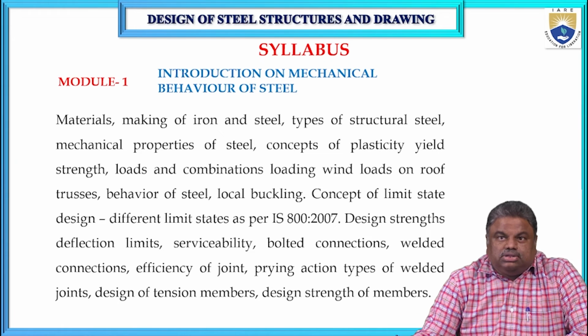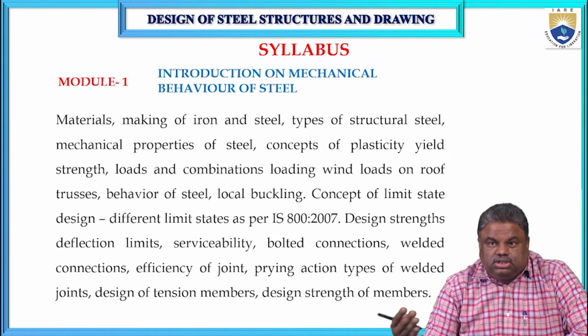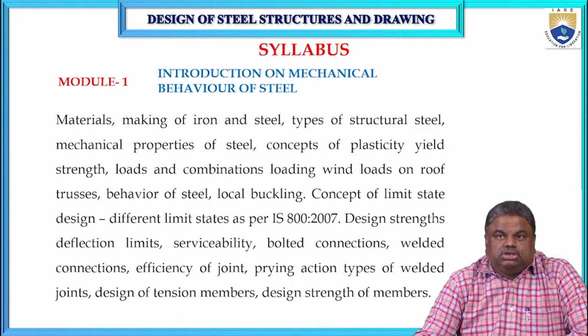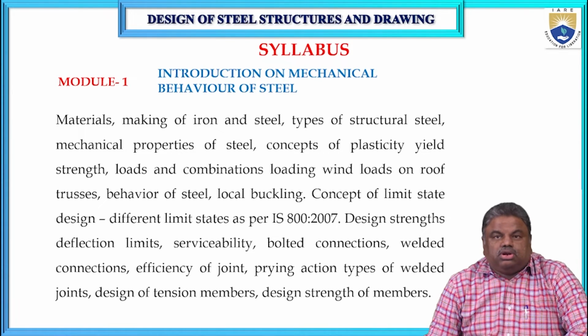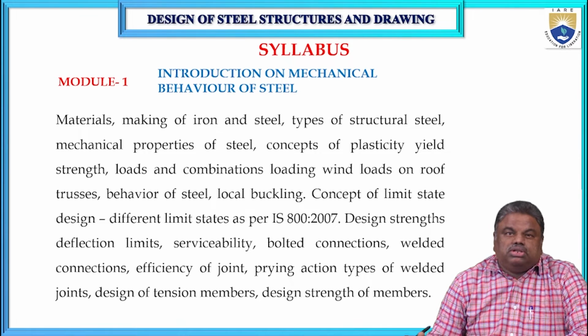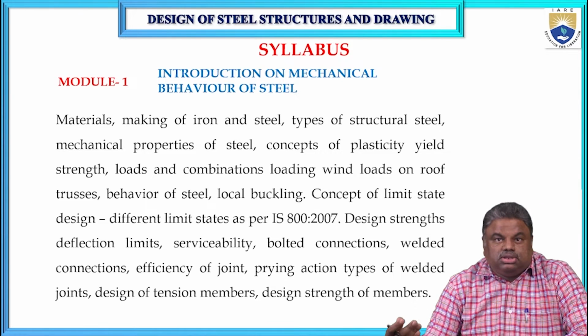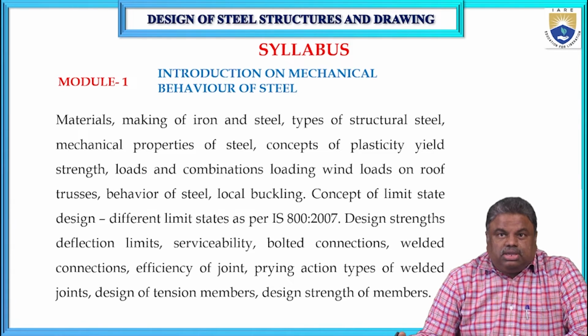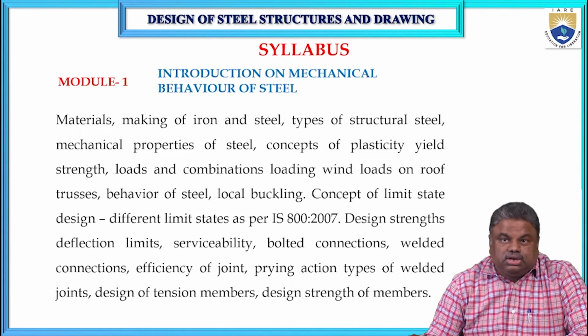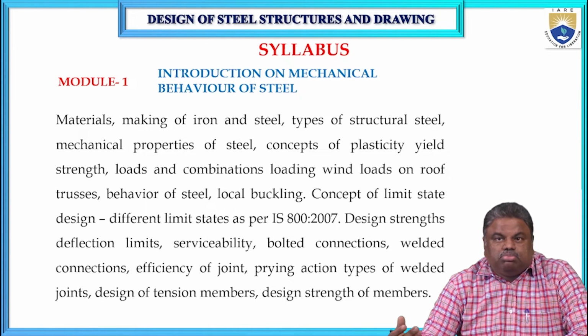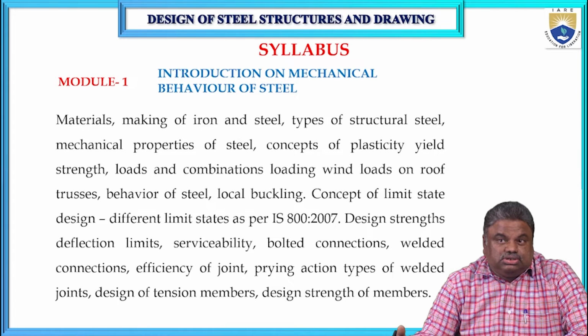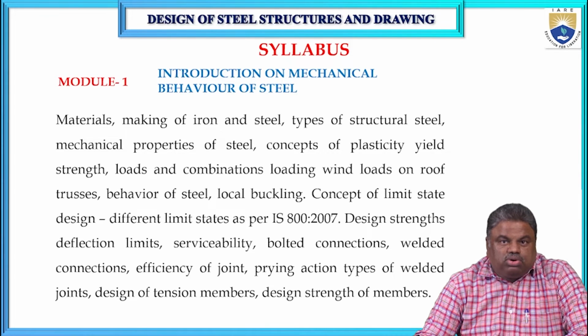So let us see the syllabus. Module 1 comprises these topics. Module 1 is introduction on mechanical behavior of the steel. In this module, we are going to cover the materials, what are the different materials available in the market, and what is making of iron and steel, and the types of structural steels, mechanical properties of the steel, concepts of plasticity and yield strength. So what is plasticity and what is yield strength?